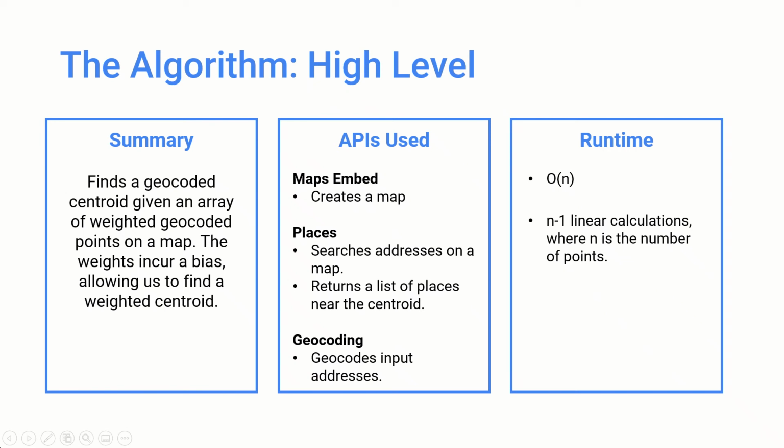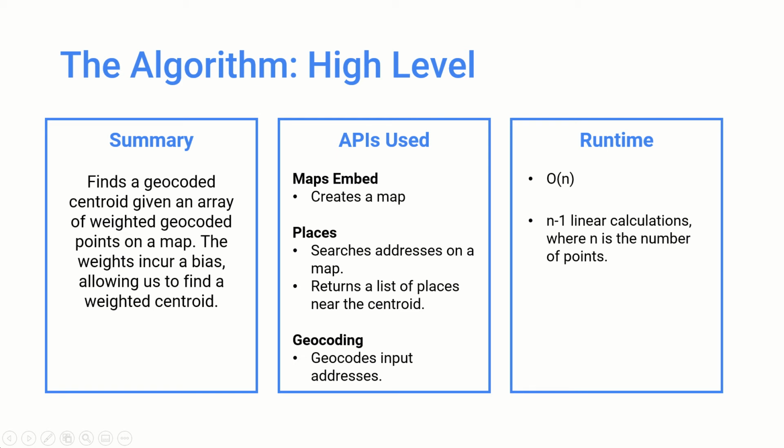Here's a high-level summary of how the algorithm works. So the algorithm basically finds a geocoded centroid that gives an array of weighted geocoded points on a map. The weights incur a bias, allowing us to find a weighted centroid.